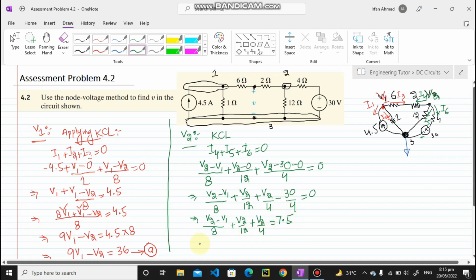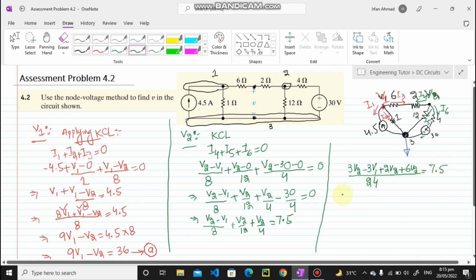Okay, so now again taking the LCM here, let me do more calculations. Taking the LCM here, we will have the LCM equal to 24. So this will be equal to 3V2 minus 3V1, similarly plus 2V2 plus 6V2, equal to 7.5.